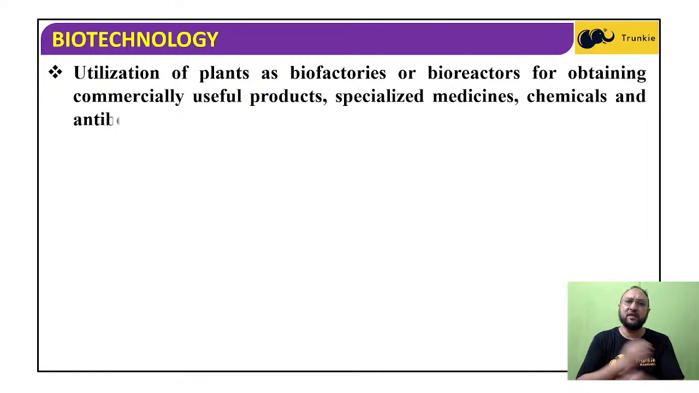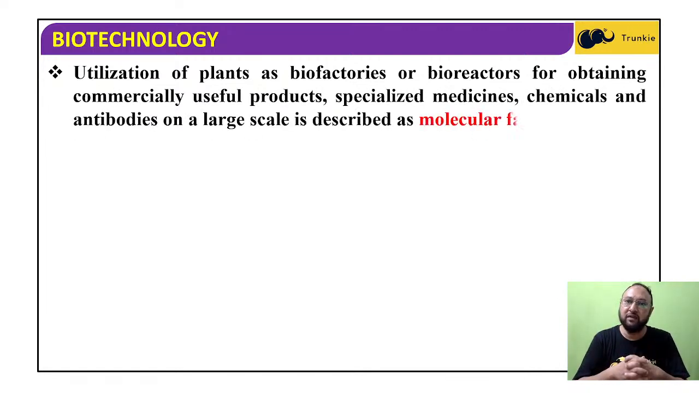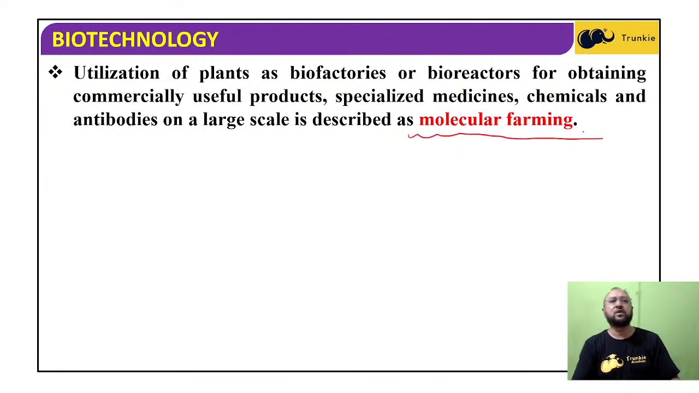So utilization of plants as biofactories or bioreactors for obtaining commercially useful products, specialized medicines, chemicals, and antibodies on a large scale is described as molecular farming. This is another term given, and this is important for the exam. What do you mean by molecular farming? This is called molecular farming.